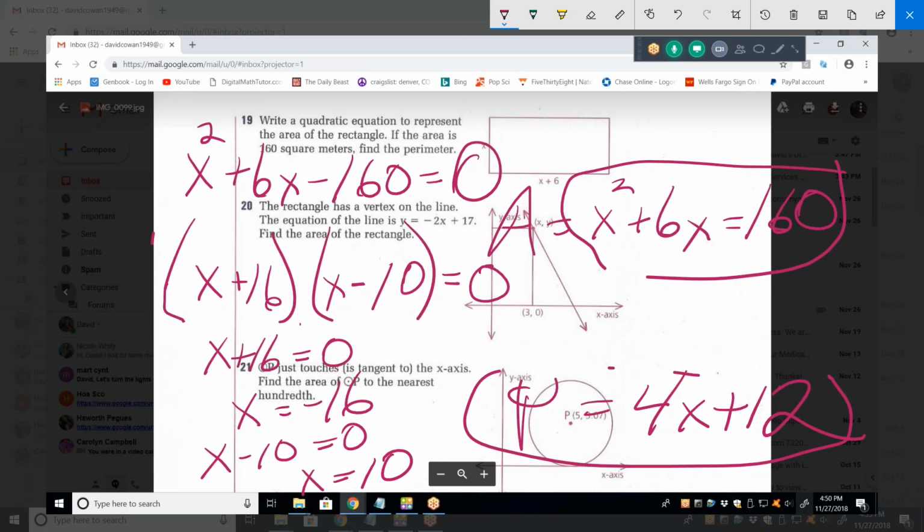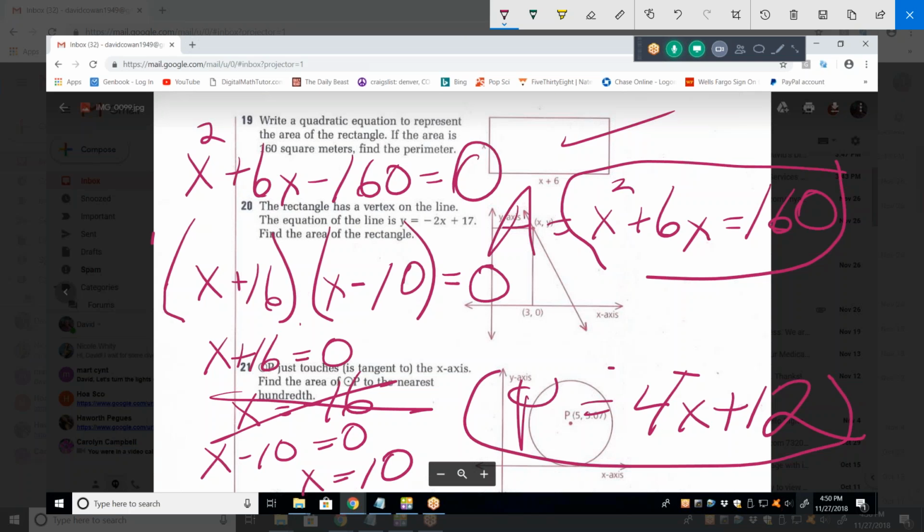Look at the figure up here. That rectangle has a dimension of x. You can't have negative dimensions. So throw out the negative. Whenever you're doing geometry and you're solving a quadratic and you come up with one of them being negative, you throw it out.